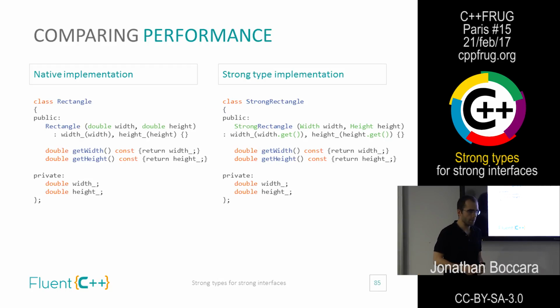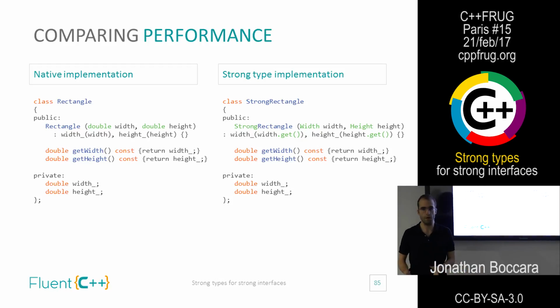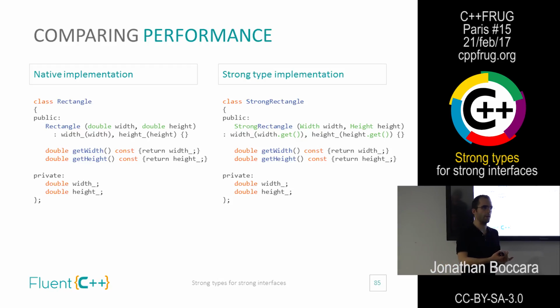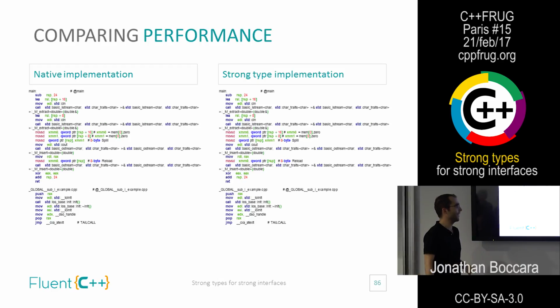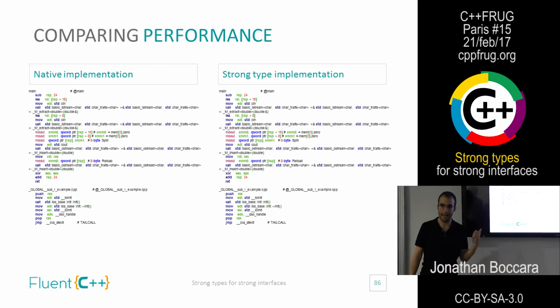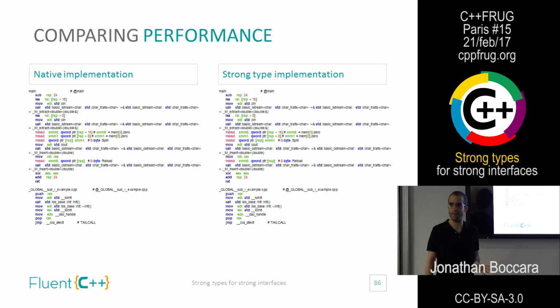Where would the cost come from? Well, probably by building these. Constructing a width, destructing a width, pushing a value, taking a value off the width. That may have a cost. So let's test that. This is the assembly that's generated. As you can see, these are exactly the same. So this is zero abstraction cost. That's the holy grail of modern C++.